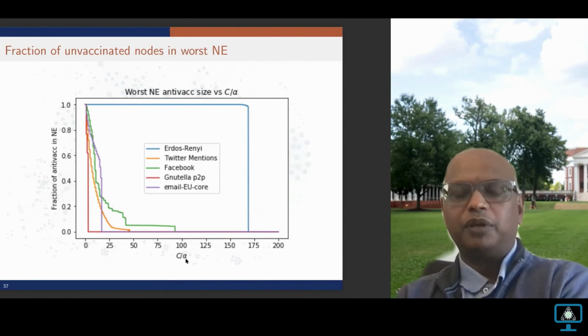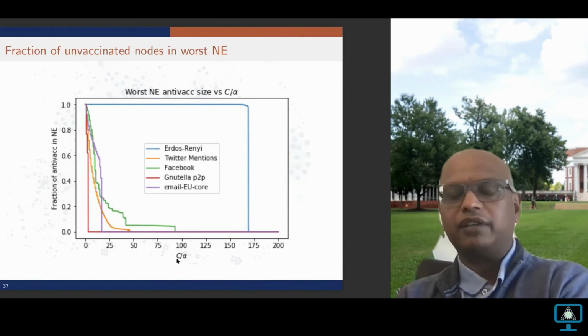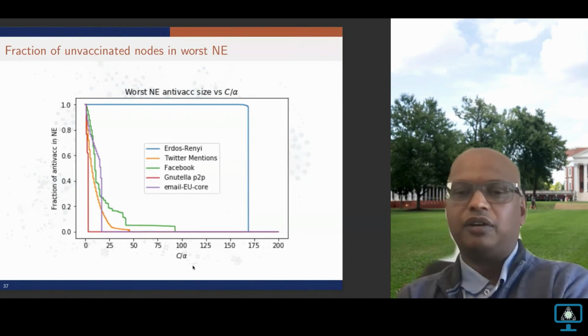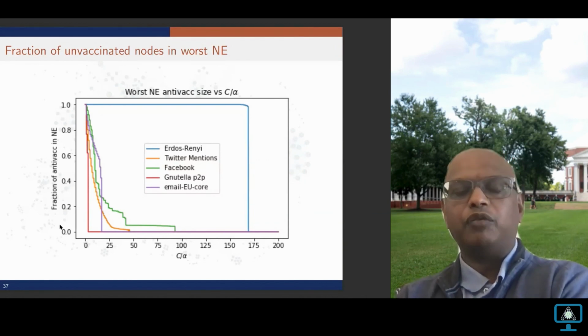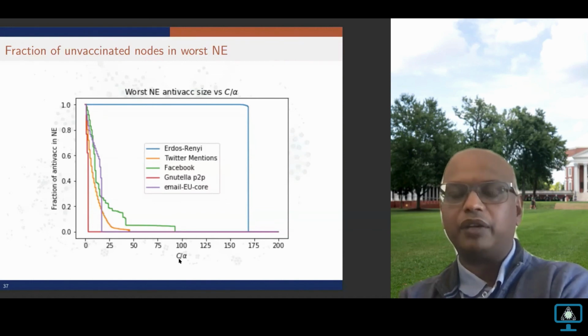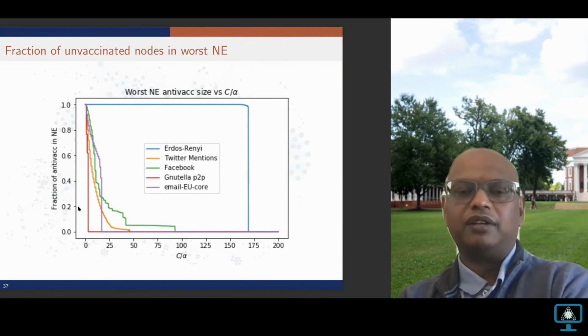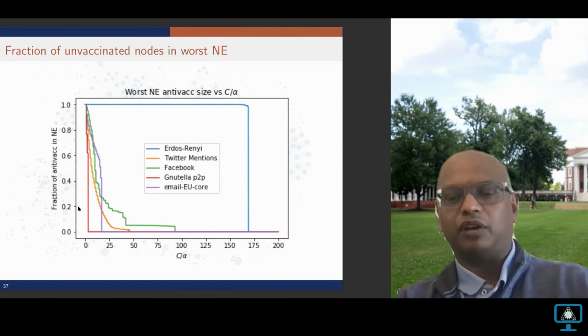Sorry, this alpha should be beta. So this is that parameter, the vaccination cost over the peer effect cost beta. When you vary that and you look at the number of unvaccinated nodes, they all have this sharp drop. Again, recall that here C is the benefit from getting a vaccine. So as this benefit increases, suddenly the fraction of unvaccinated nodes drops.